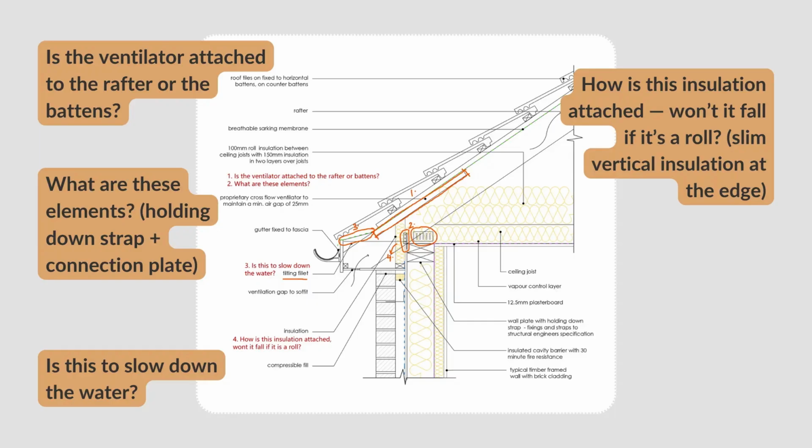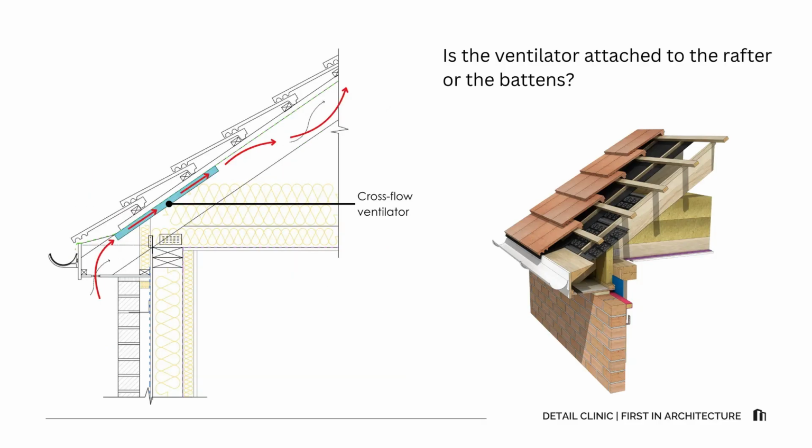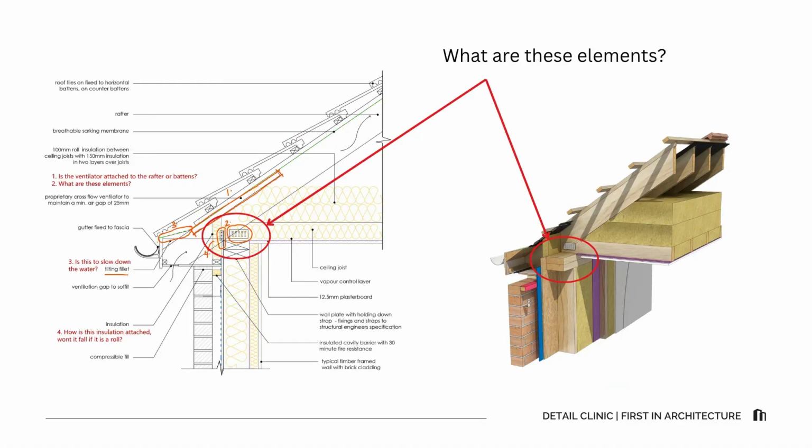Let's take a look at some of the common questions that come up around this detail. Is the ventilator attached to the rafter or the battens? So typically the proprietary eaves ventilator is fixed to a stable timber element at the eaves, commonly the rafters, depending on the product system. The key is that it maintains a clear ventilation path into the roof void without being blocked by any insulation.